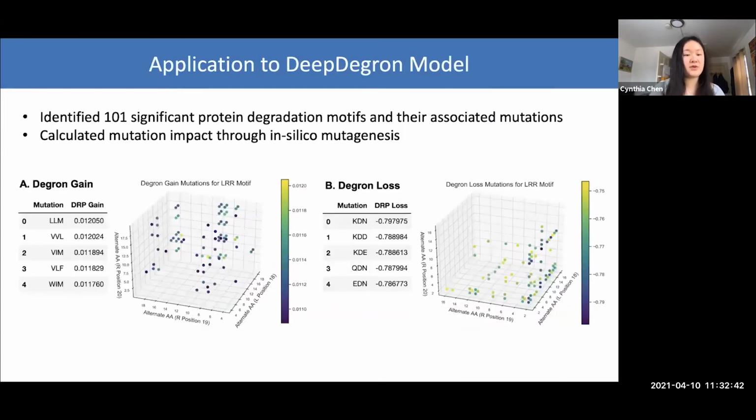And so in the second year of our research, we generalized this pipeline and then applied it to a second deep neural network called the DeepDagron model. And through this analysis, we were able to identify some specific protein mutations that lead to the most protein degradation. And so the whole point of this experiment was to basically demonstrate the generalizability of our framework and show that it's not just specific to the deep BCR model.